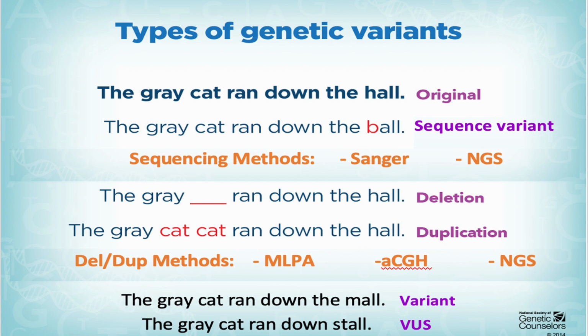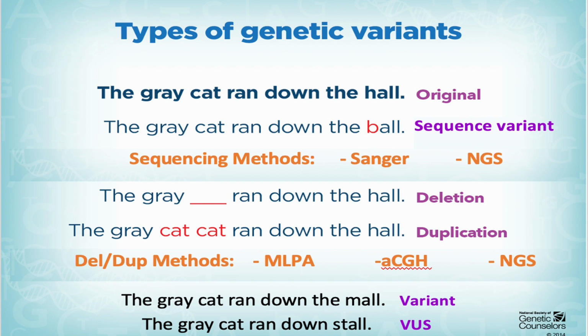In a duplication, we see the gray cat ran down the hall, where a word is repeated. This represents a section of DNA being duplicated. To detect deletions as well as duplications, we use methods like multiplex ligation-dependent probe amplification, array comparative genomic hybridization, and next-gen sequencing. Now we move to sequence variants that might change the meaning of the sentence, but in ways that aren't immediately harmful or helpful.